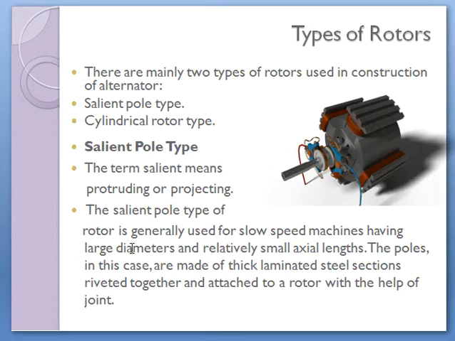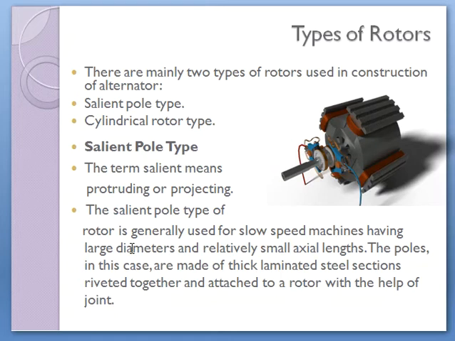There are mainly two types of rotors which are used in construction of an alternator. They are the salient pole type rotors and the cylindrical pole type rotors. Salient means protruding or projecting poles. They are generally used for slow speed machines like in hydroelectric power plants, where the rotor is of salient pole type, because the rotor is driven by water, so the speed of rotation is not much.